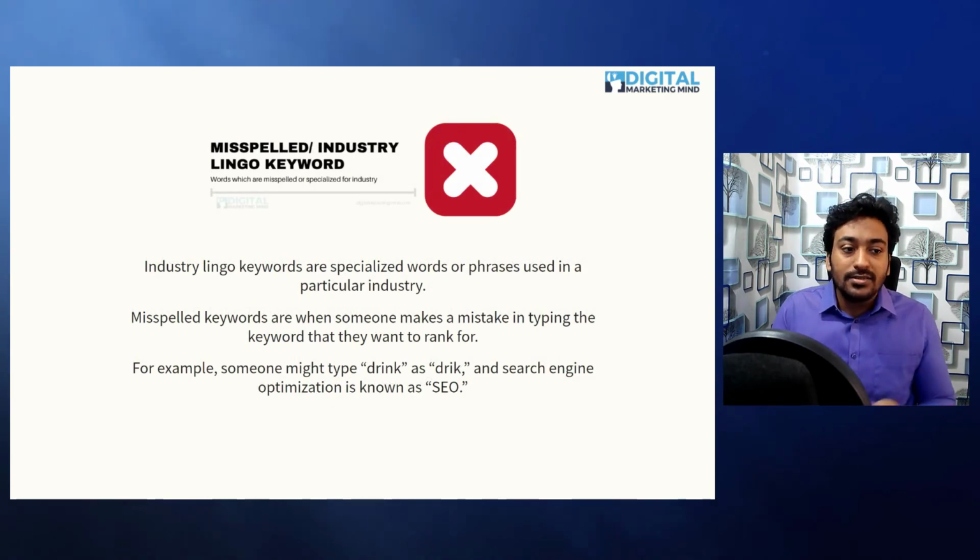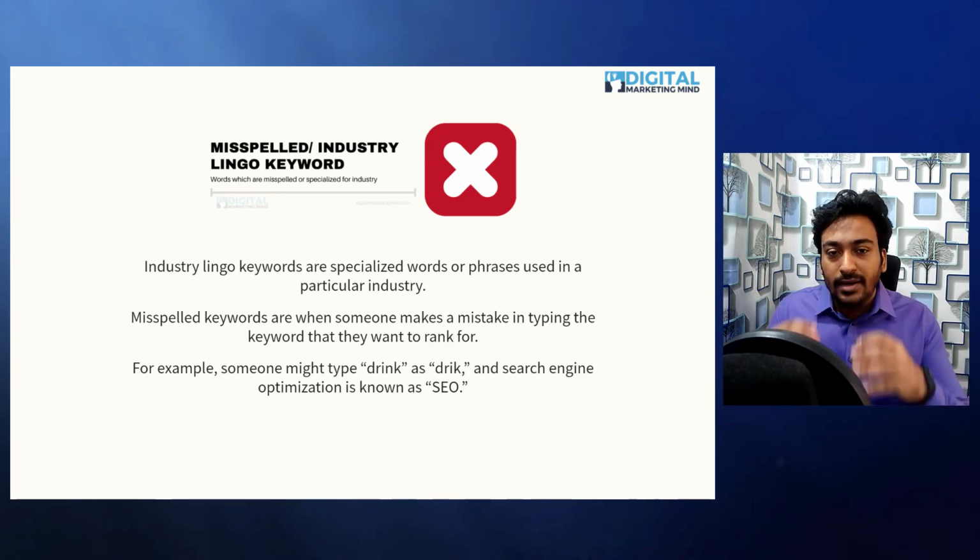The next type is misspelled or industry lingo keywords. This is not the biggest, but I thought it deserved a mention to give you a better understanding. Industry lingo keywords are specialized words or phrases used in that particular industry. Misspelled keywords are where someone makes a mistake in typing, and you might want to look into it. For example, someone might type drink as drnk, and search engine optimization is also known as SEO.